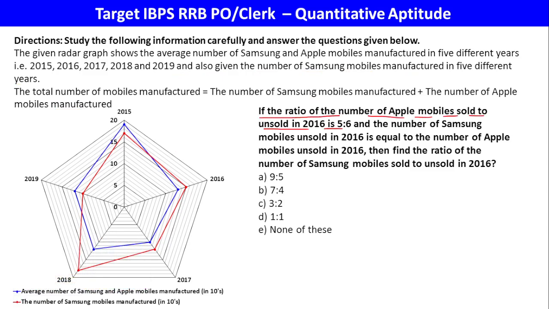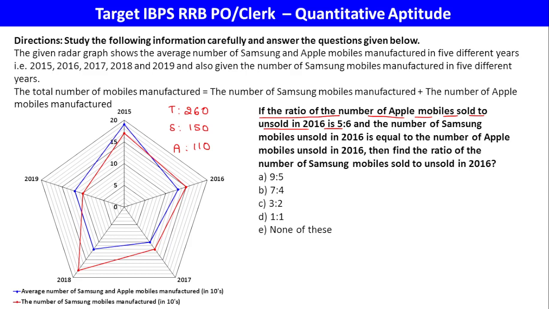2016 is, అసలు ఫస్ట్ ఆఫ్ ఆల్ Apple mobiles మాట్లాడదాం. Average is ఇది 15, 14, 13 ante total 260. Andalo 150 Samsung. Samsung is total 260 lo Samsung 150. Ante Apple are 110. Right? Apple is 110.